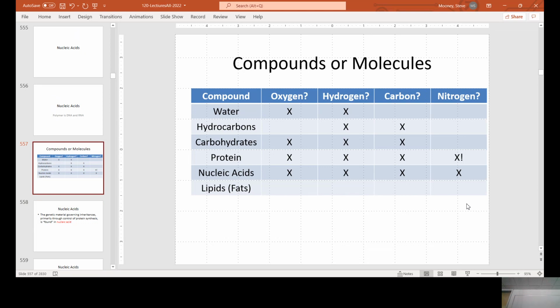Nucleic acids are generally a bigger molecule. It's got all of the big four in it: oxygen, hydrogen, carbon, and nitrogen.